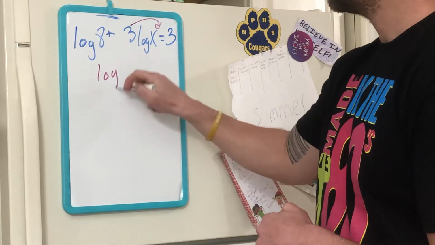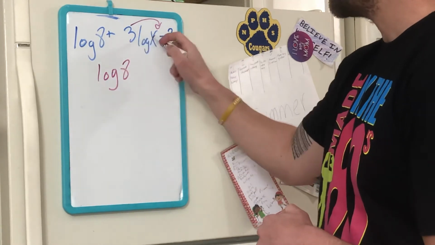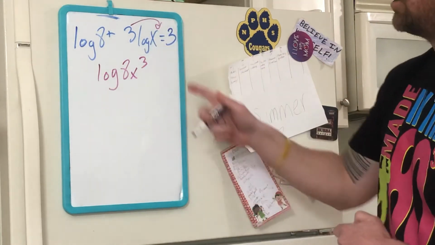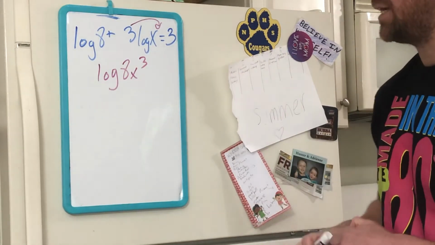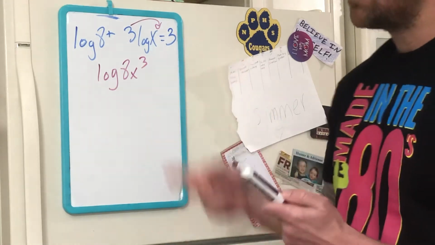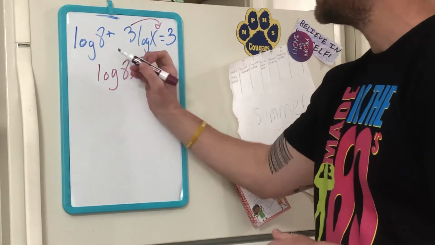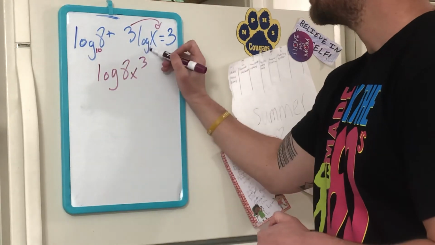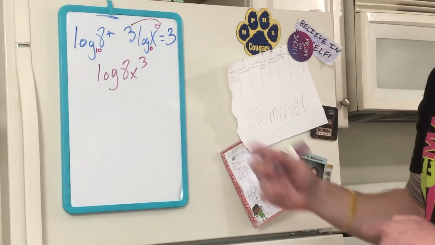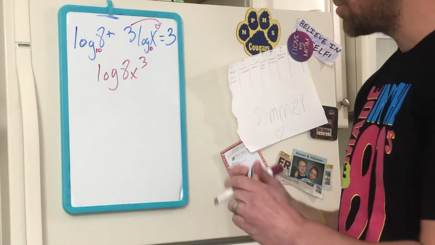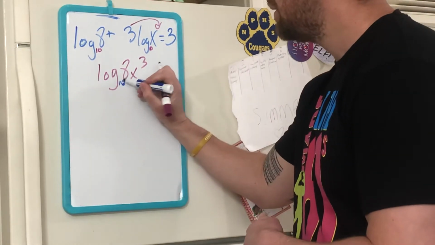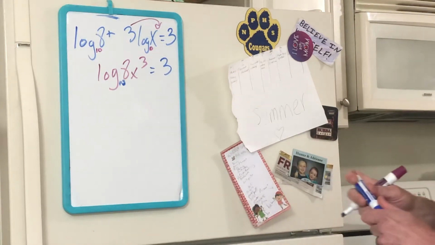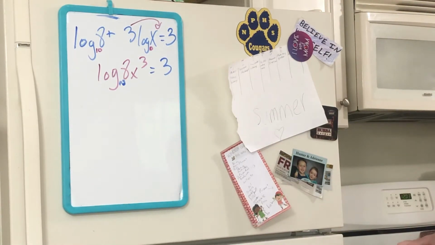So this is going to become log of 8 times x to the third, because we move the third to the exponent spot and we multiply 8 times x. The only reason we can do this is because they have the same base. And what is the base of each? The base of each is 10, because there is no base. So I like to put those little 10s there to remind me that's a 10. If it doesn't show a 10, it is, because that's the basic log.